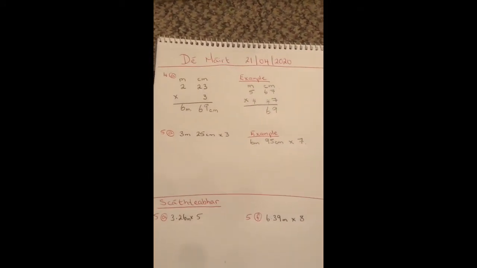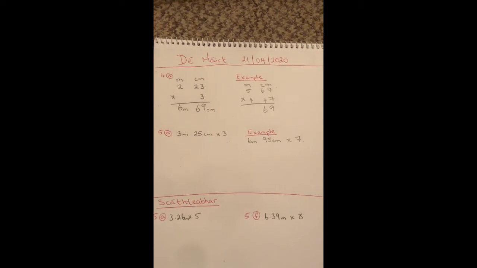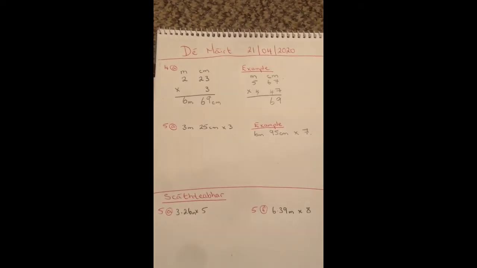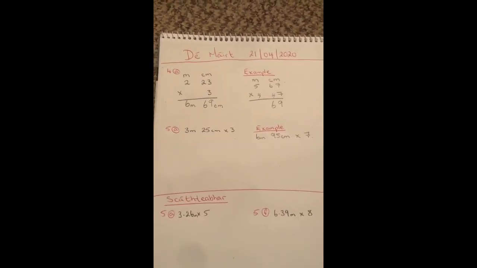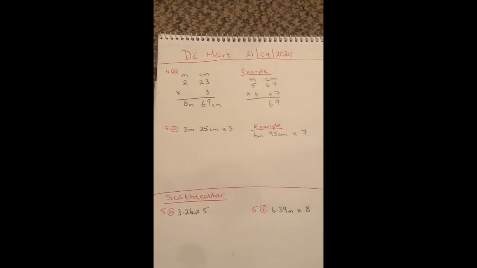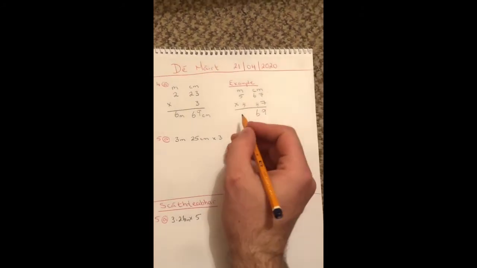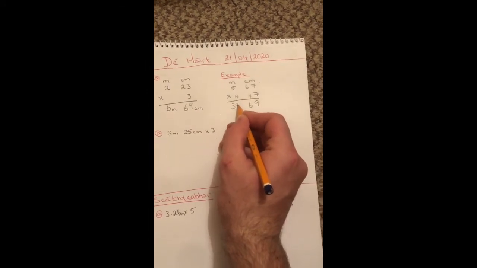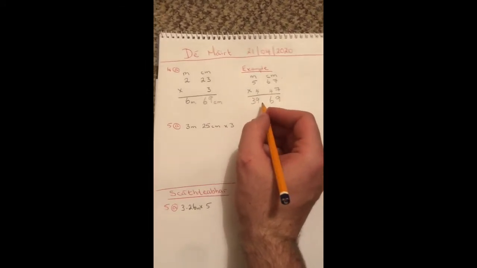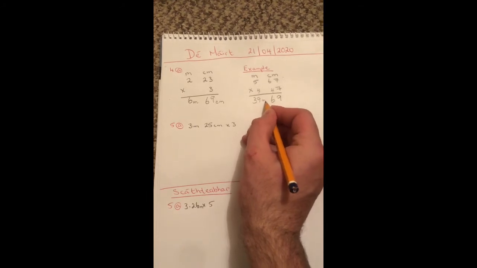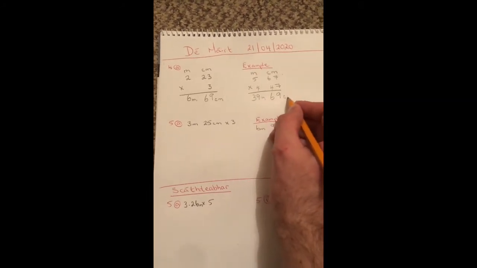And now the last step for that sum is 7 multiplied by 5. So we can do it in our 5s this time. We can go 5, 10, 15, 20, 25, 30, 35. And then if we add our 35 and our 4, we get 39. So that's 39 meters and 69 centimeters.